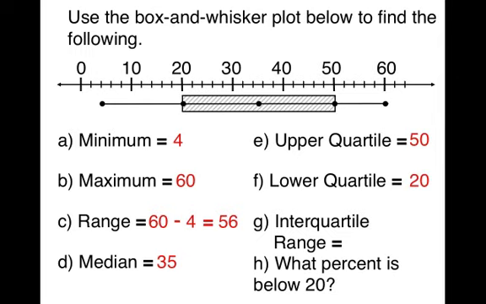And to get the interquartile range, that sounds like something from Star Wars or Star Trek. So 50 minus 20 is 30. What percent is below 20? So there's 1 space in that, so that would be 25%. If you got one wrong, you need to ask questions when you see me in class tomorrow.